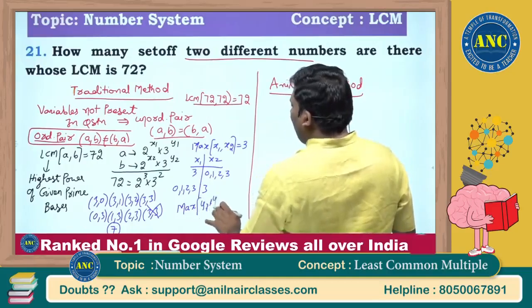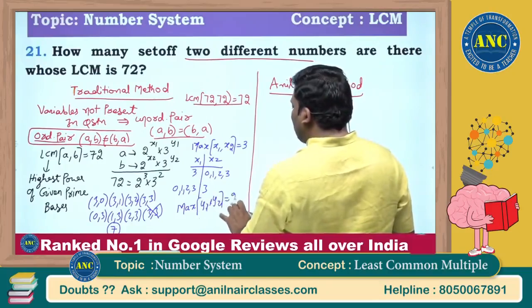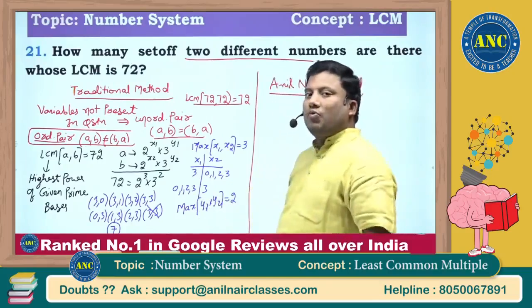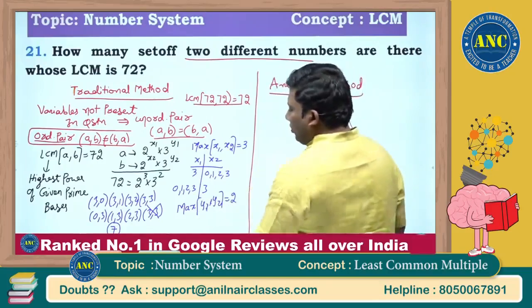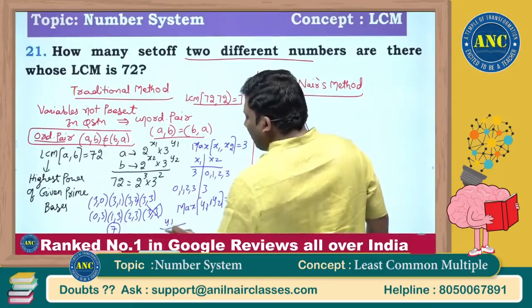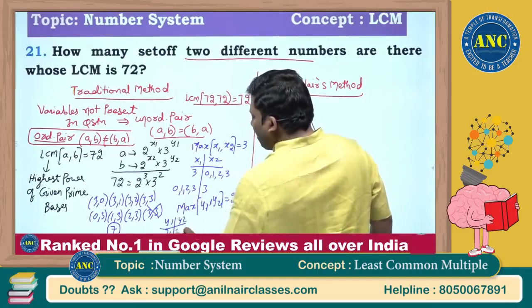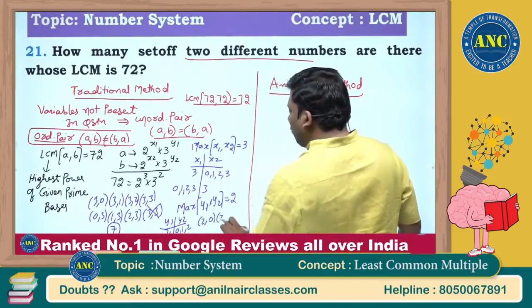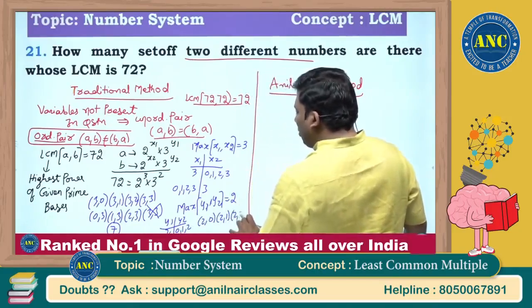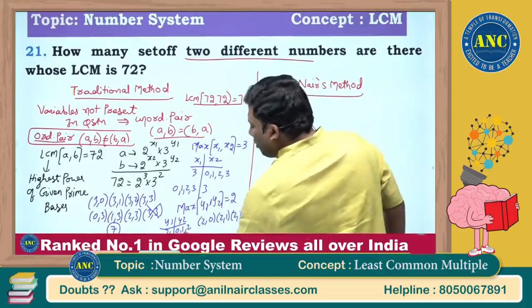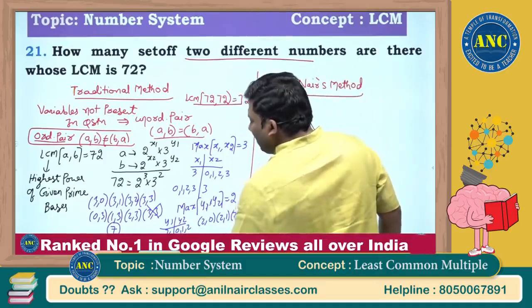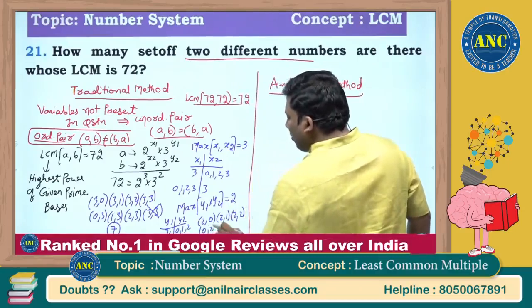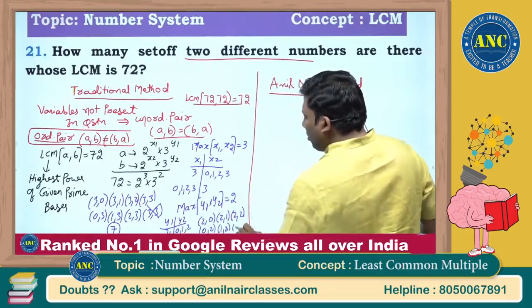The maximum of y1, y2 is 2. If y1 takes 2, y2 can take 0, 1, 2. What are the cases? 2, 0; 2, 1; 2, 2. Or if y2 takes 2, y1 can take 0, 1, 2: 0, 2; 1, 2; and 2, 2.